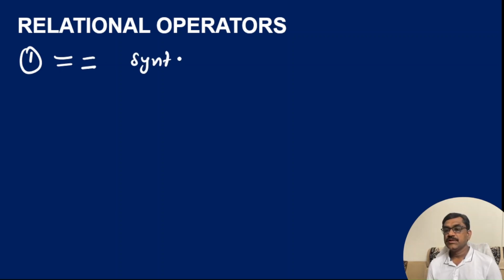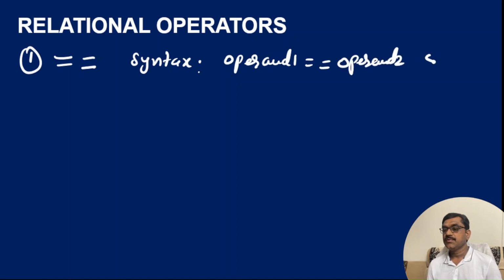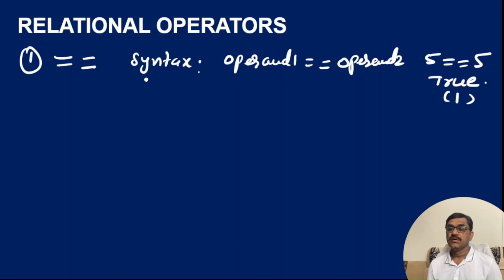So, relational operators are divided into, the first one is equals to. The syntax for this can be given as operand 1 is equals to operand 2. Example, we are writing 5 is equals to 5. So left side 5 and right side 5 both are equal to 5. So the condition gives true. The result here is true. True in the sense you can also write 1.